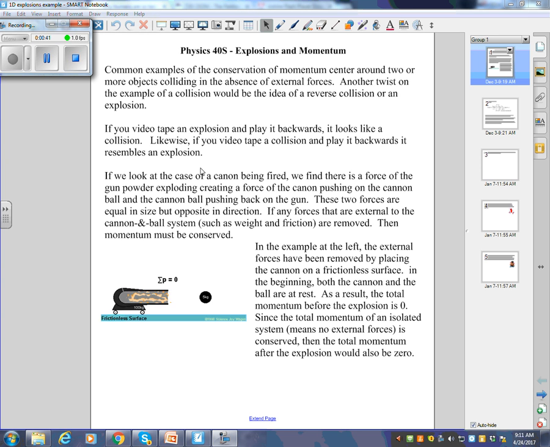If we look at the case of a cannon being fired, we find there is a force of the gunpowder exploding, creating a force of the cannon pushing on the cannonball, and the cannonball pushing back on the gun. These two forces are equal in size, but opposite in direction.